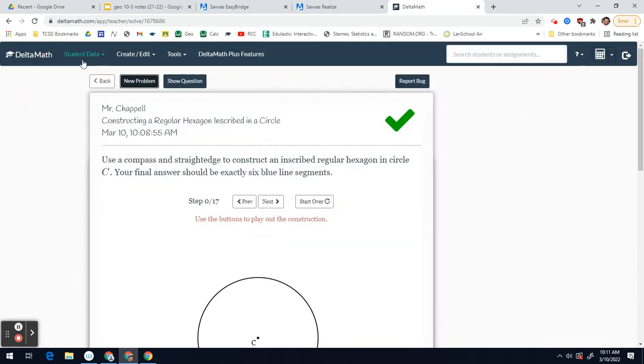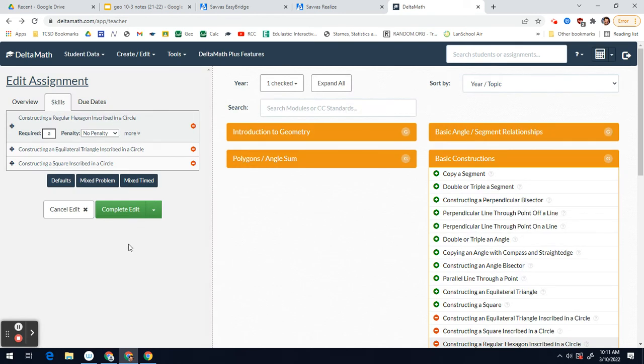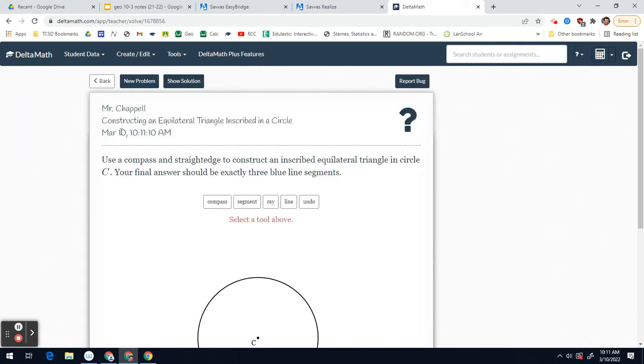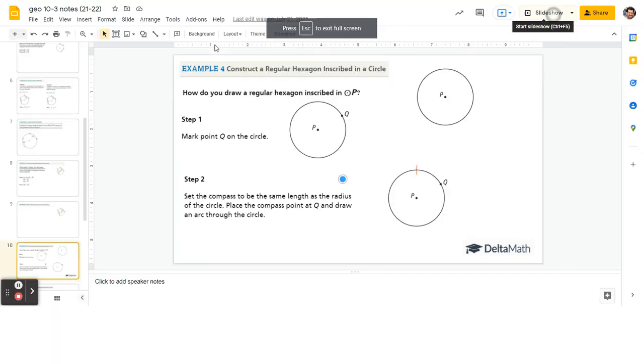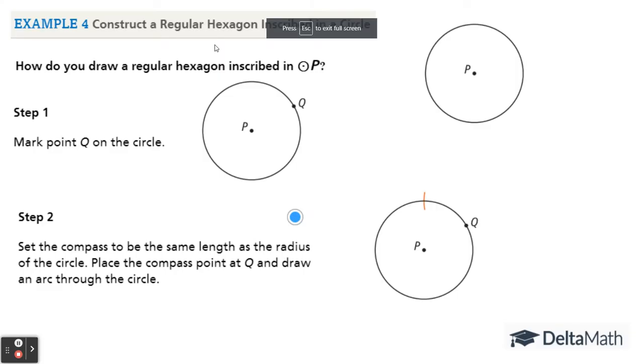Perfect. Okay, next we're going to do an inscribed quadrilateral. So you might have to write this down somewhere. Okay, so I'm just going to click on it. So right here, if you want to write down constructing an equilateral triangle inscribed in a circle. This is very, very similar to the notes. And actually, let me go back to the notes real fast. So let me write these down. Okay, so I would go to the second slide.